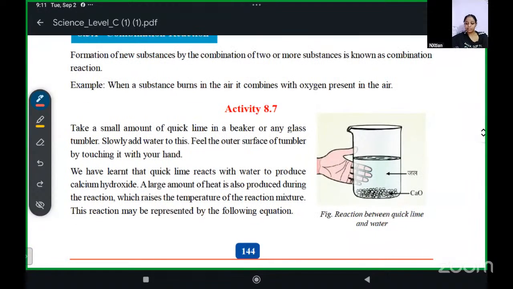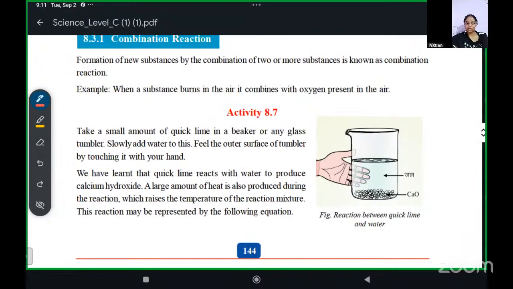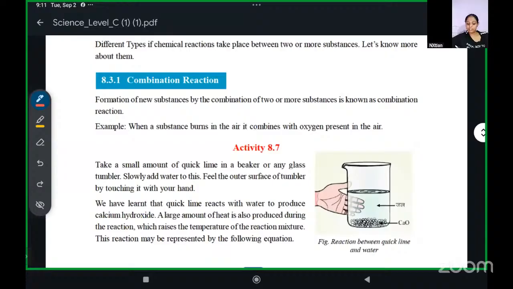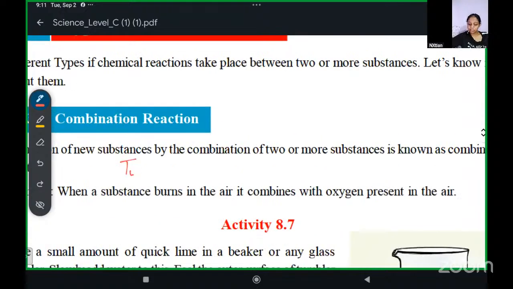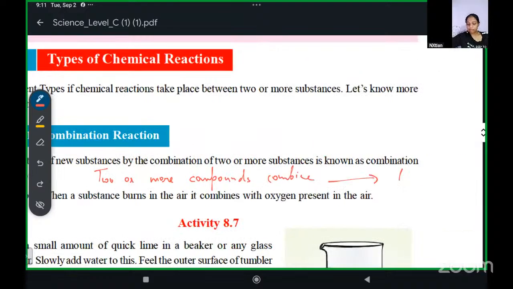Combination reaction, Abraham. What happens is when the combination of two or more substances takes place. Two or more compounds combine to form a single compound. Two or more compounds combine to make one compound. Okay, ma'am, I understood this one.